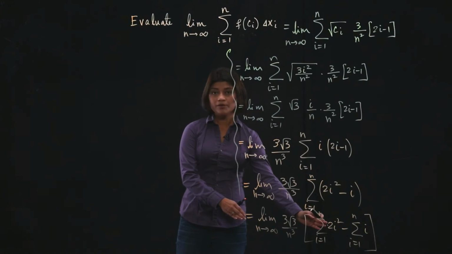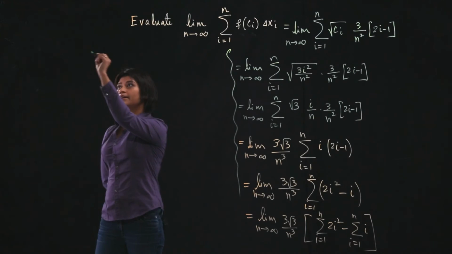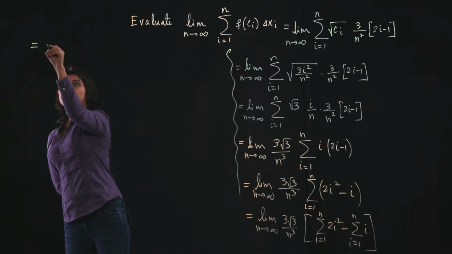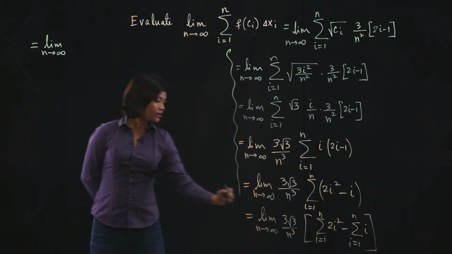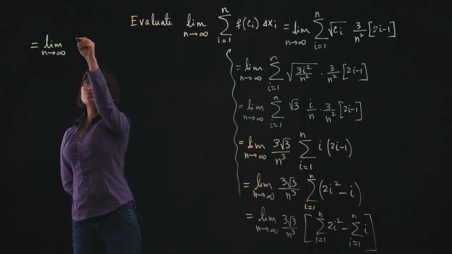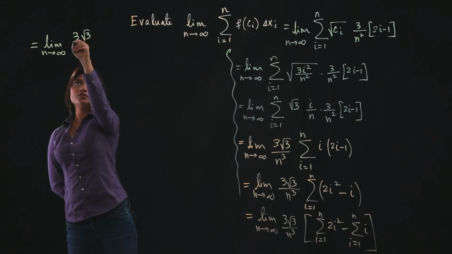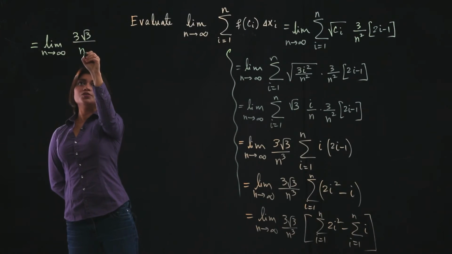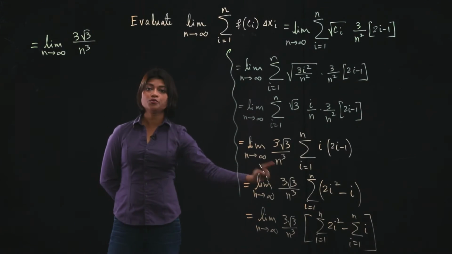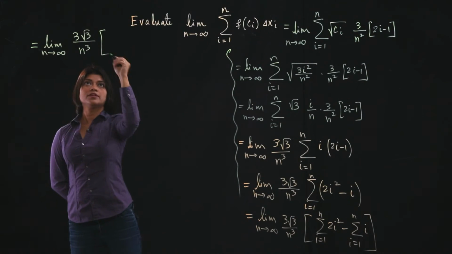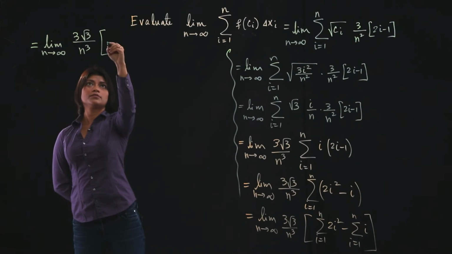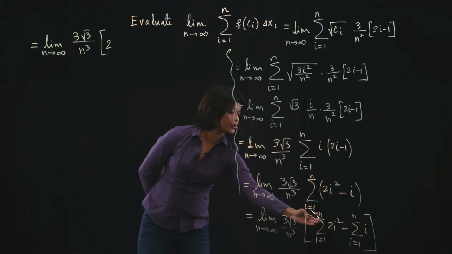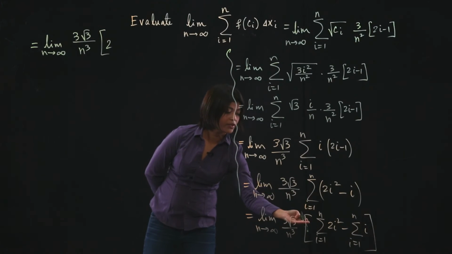Okay, so we continue our problem on this side. So we have our limit as n approaches infinity. So the constant is 3 square root of 3 over n cubed. And then we have the two summations. So let's write down the formulas. So the first one, 2 is just a constant, you can pull it out.